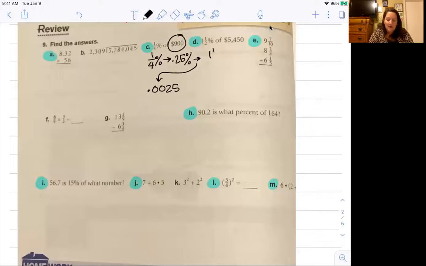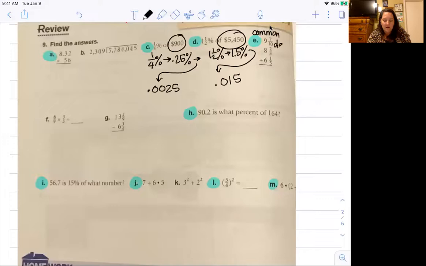Okay, same thing with letter D. If I have 1.5%, that's my fractional percent. What's my decimal percent? 1.5%, and then we want to change that to a decimal, 0.015, and you're going to multiply that by 5,450. Letter E, you need to have a common denominator. So common denom. Hopefully you guys are taking notes on this so you don't have to come back to the video.